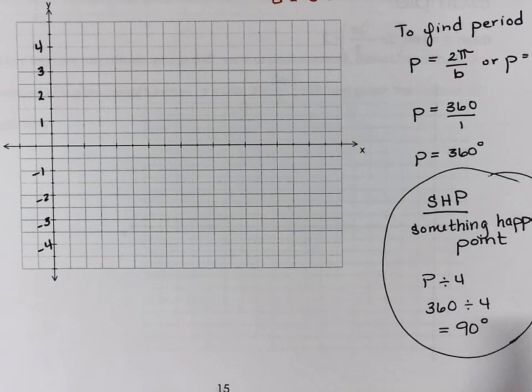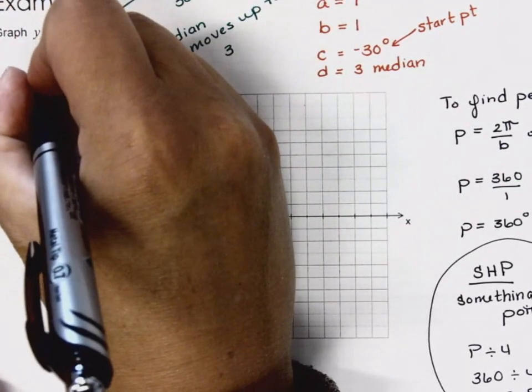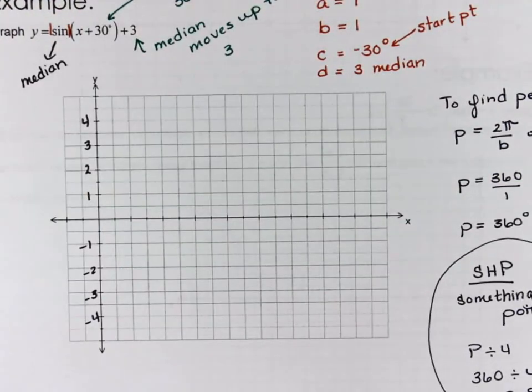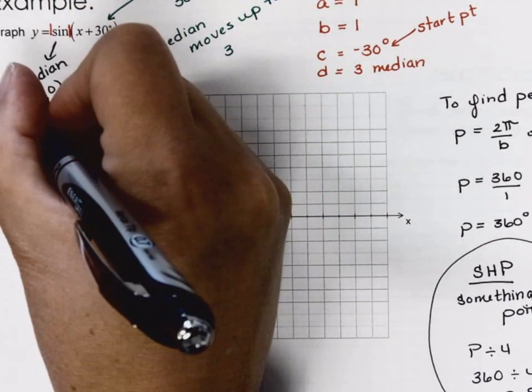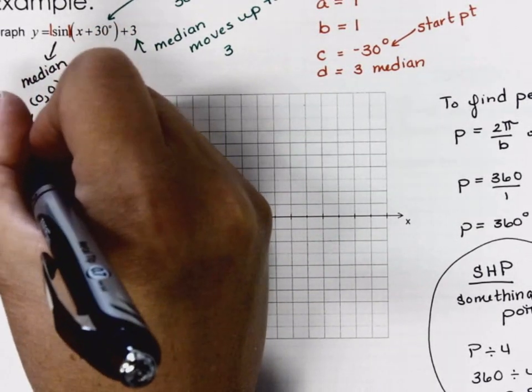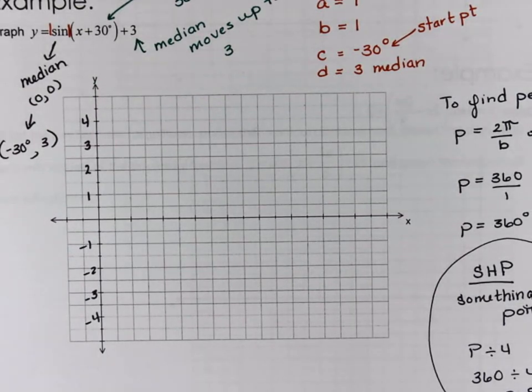All right, where do sine graphs start? Sine graphs start at a median. So my first median is not going to be at 0, 0. It's now going to be at -30 degrees and 3. So my median did those transformations. All x values we're going to subtract 30, and all y values we're adding 3.